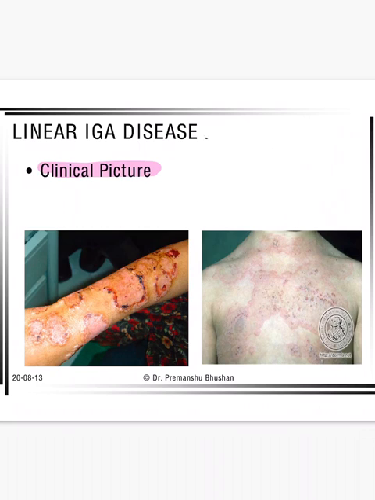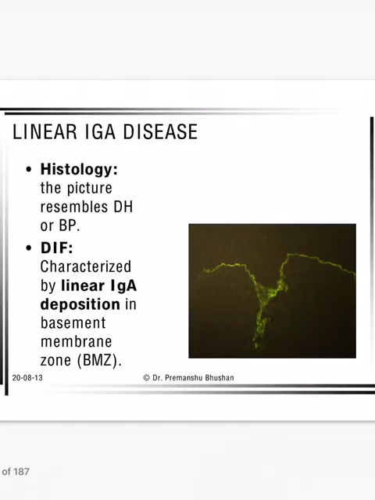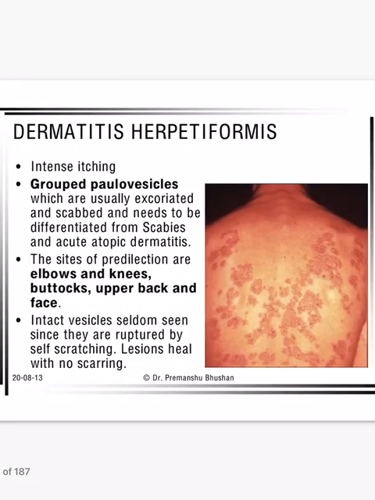This is linear IgA disease. Okay, so linear IgA disease will show cluster of jewels appearance, guys. Cluster of jewels, you can see the photo, guys. Now histopathology resembles dermatitis herpetiformis or bullous pemphigoid, and there is linear IgA deposition, guys.